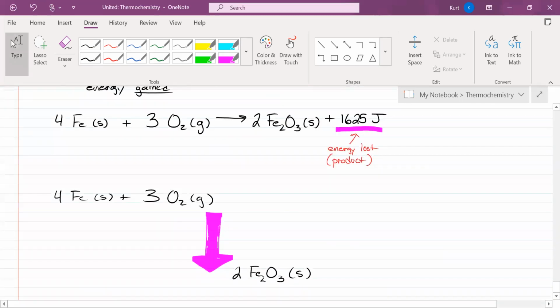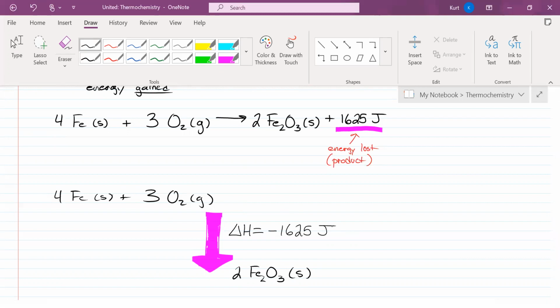You're going to say that the change in enthalpy is what? Are you going to say 1625 or negative 1625? You're going to say negative 1625 joules. The reason why I drew the arrow going downward is because this reaction is losing energy.